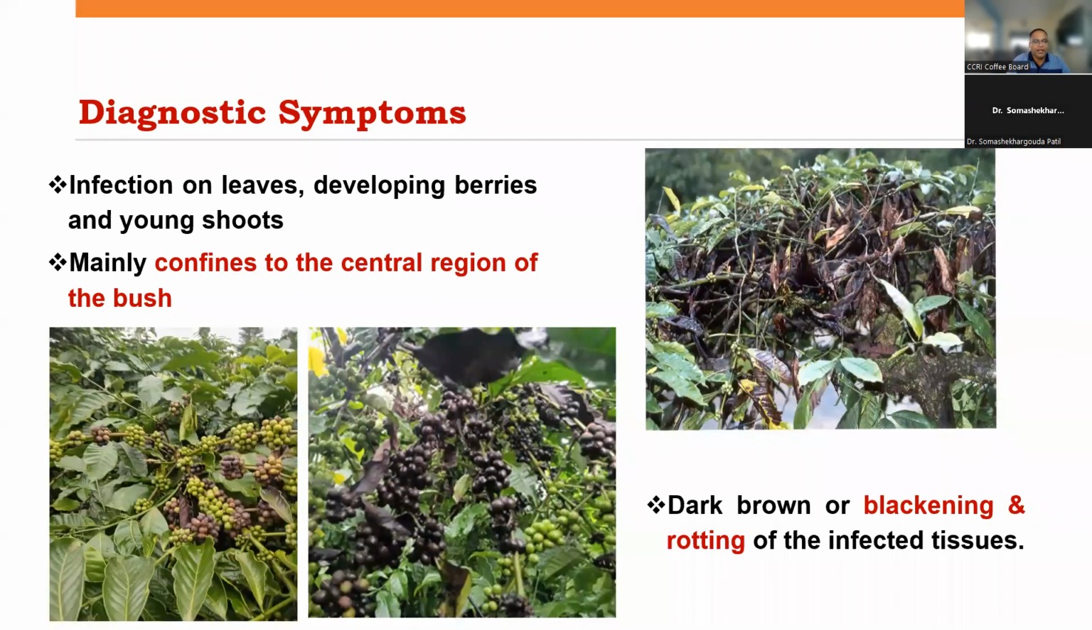Now, how to identify this disease? Diagnostic symptoms. Almost all of us planters know how to diagnose. We see that almost all the coffee fruits and leaves show blackening symptoms. But let us go through the very peculiar or selective diagnostic symptoms to identify this as black rot disease. Such diagnostic symptoms are: this black rot disease mainly confines to the central region of the bush.